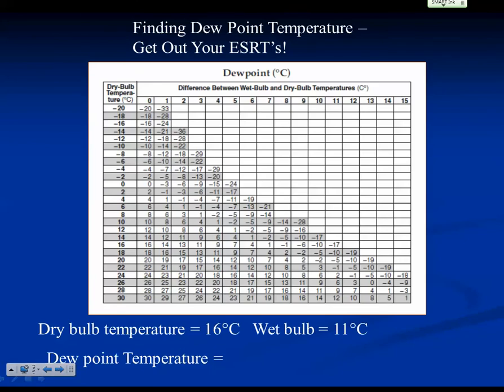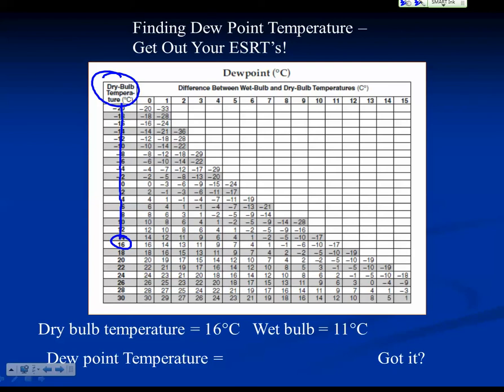All right, finding dew point temperature. So we're going to get out your reference tables now. Here's a quick example. The dry bulb temperature is 16, the wet bulb's 11. The dew point temperature, and if we look on this chart, we go down to 16. This is where the dry bulb temperature is. We go down to 16. I know the answers already showed up there, guys, but just look up on the screen here.